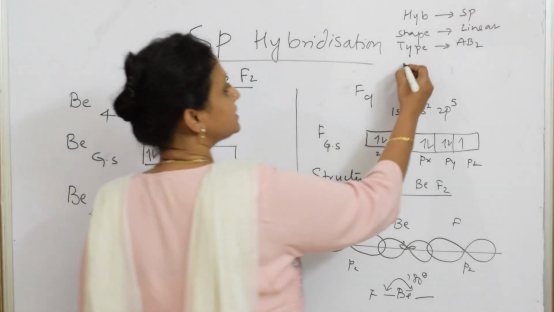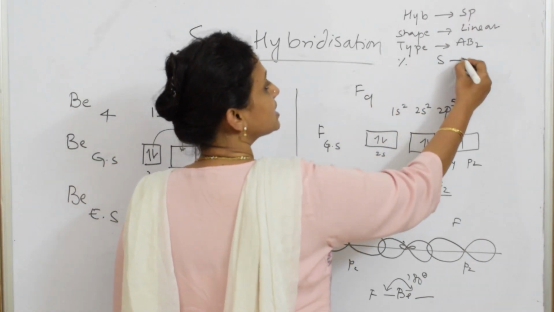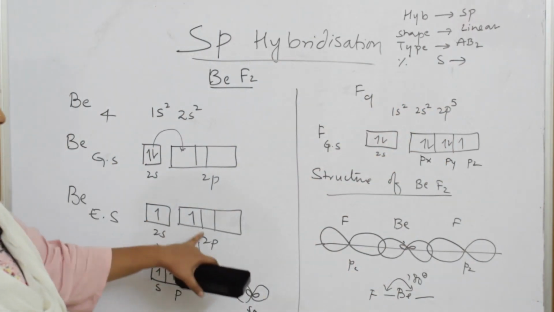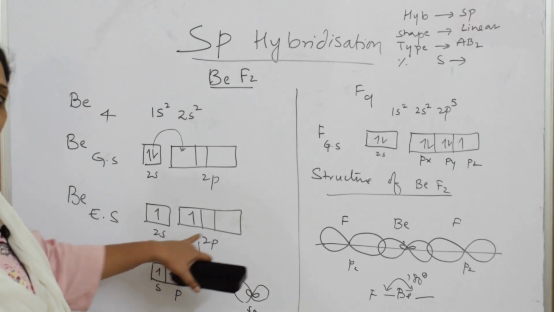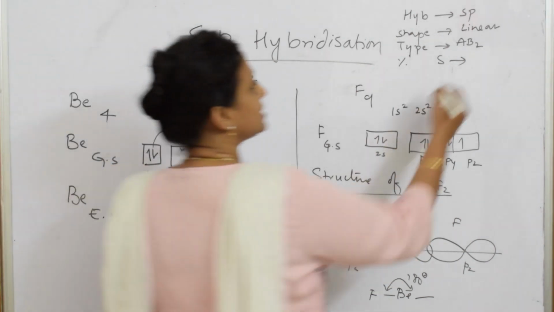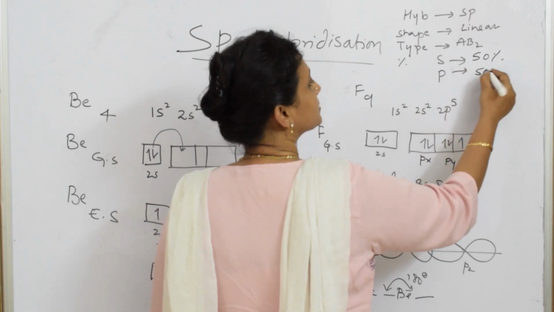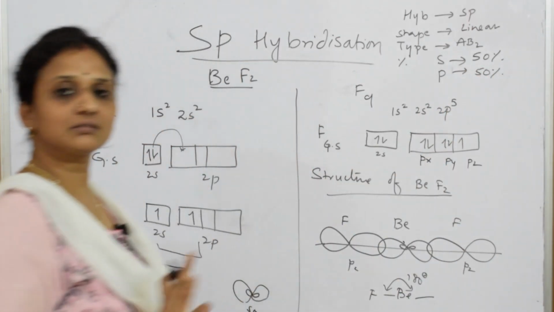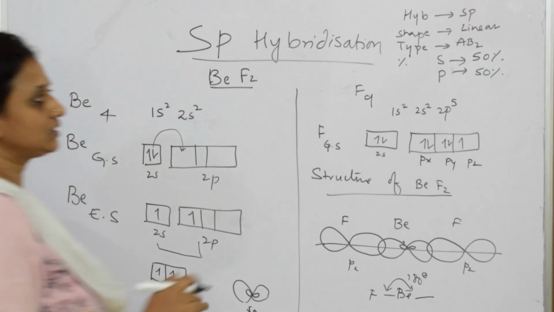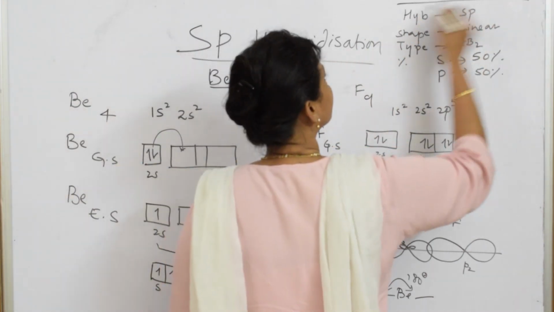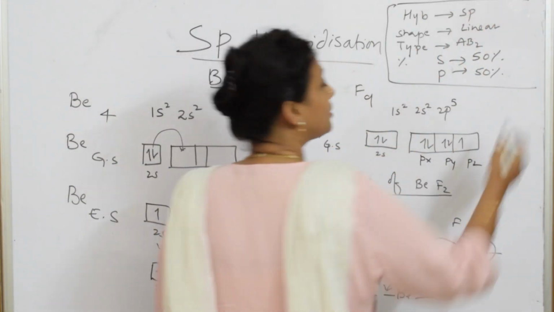Now percentage, how much is s? Exactly 50%. S is contributing 50%, p also is contributing 50%. Perfect. Your answer is completely done, right? So this is how you're going to write.